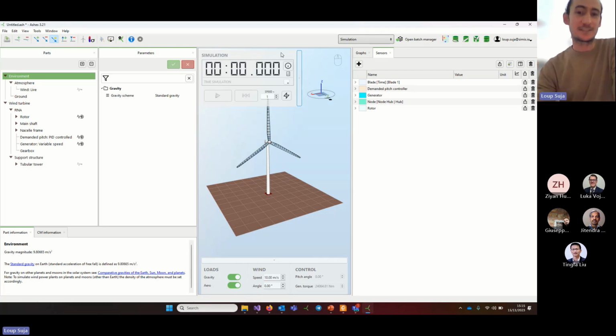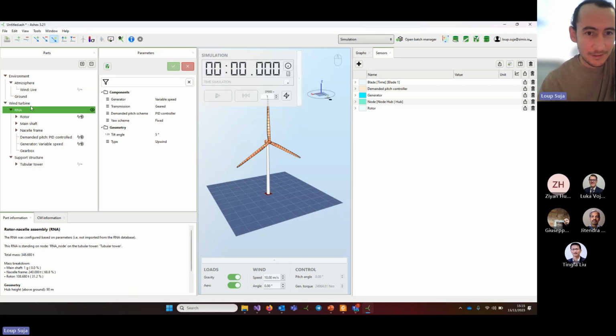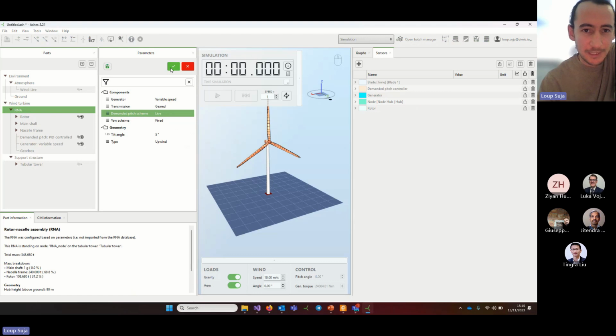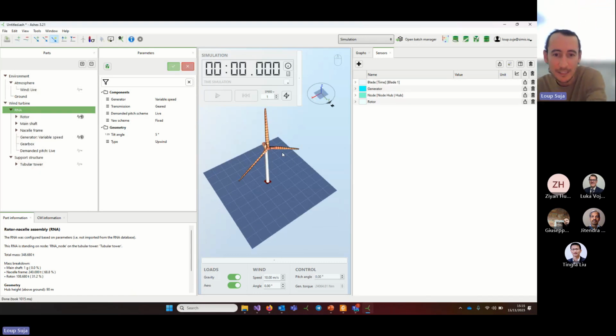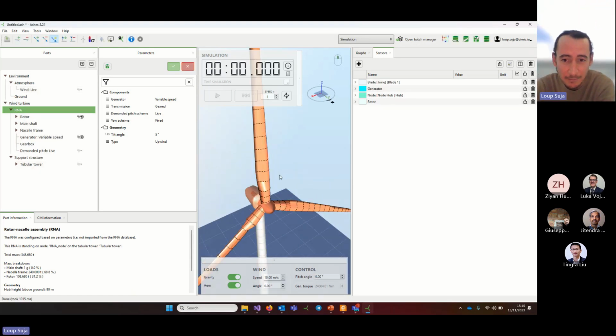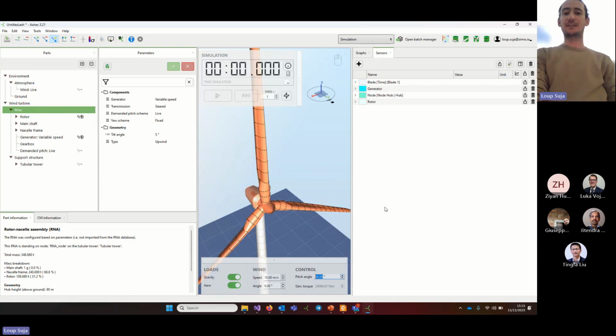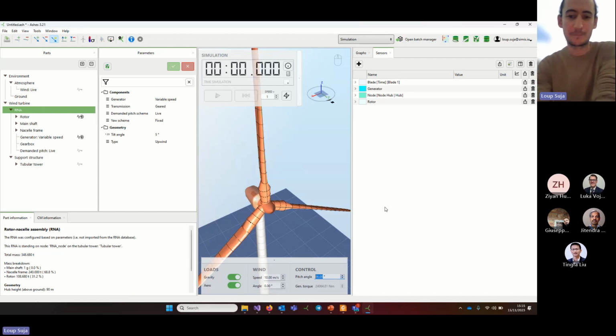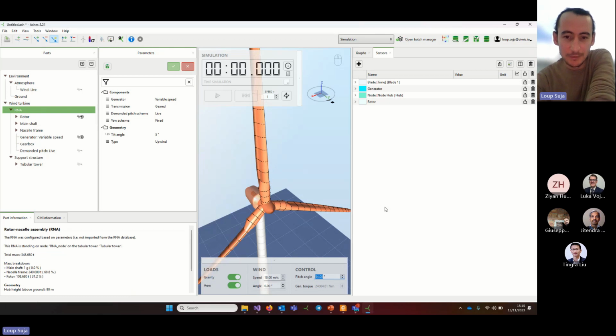I'm going to show you what the pitch is, okay? Just to make it clear. So if I come here and I say that I want to set the pitch scheme to live. Okay, so now have a look at the blades, and I'm going to show you what pitching a blade means. Okay, so can you see how the blades are rotating around their own axis? Okay, so that's what it means when a blade is pitching.